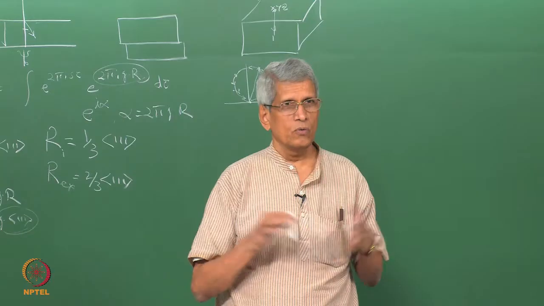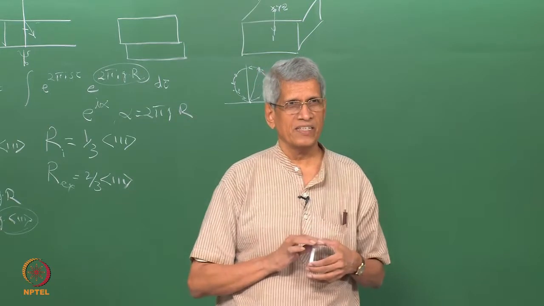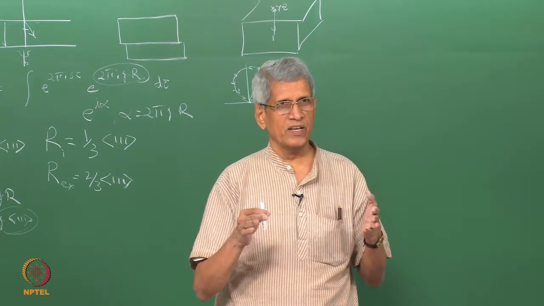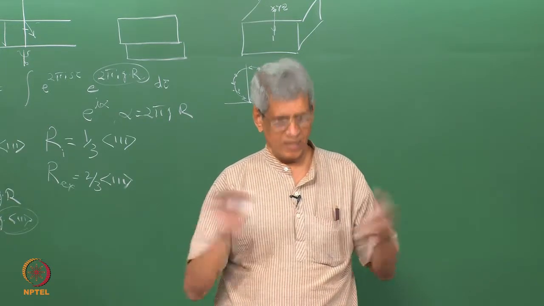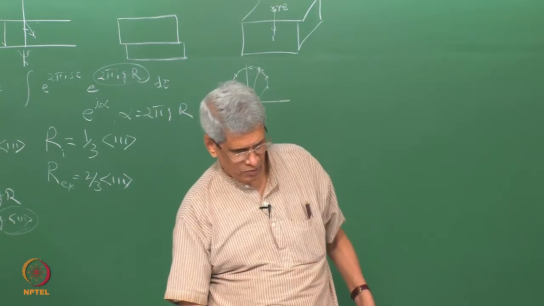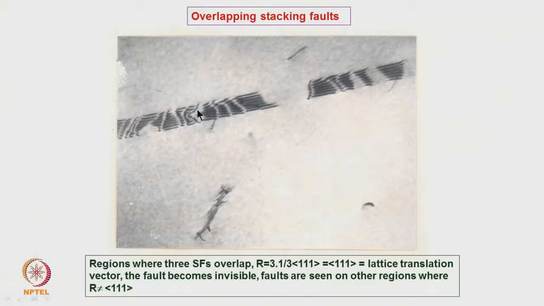R becomes 1 1. That means that it is a perfect translation vector. A perfect translation vector should not give rise to any variation. Now you see that in between there are some regions where, if you look carefully, very faint fringe contrast could be seen. That means there are overlapping stacking faults. Depending upon how many layers are overlapping, we get fringe contrast.